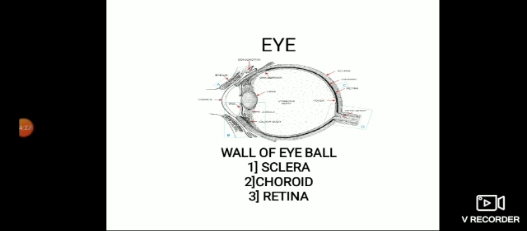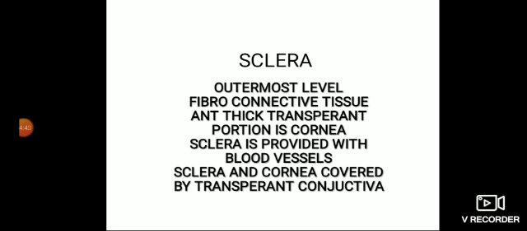Now in the examination there are certain points you have to remember. What is the eye composed of? Three layers: sclera, choroid and retina. In detail I shall explain later. The sclera is the outermost thick layer made up of collagen fibers. The sclera is protected by the cornea, a transparent layer, and the cornea is covered by the conjunctiva.